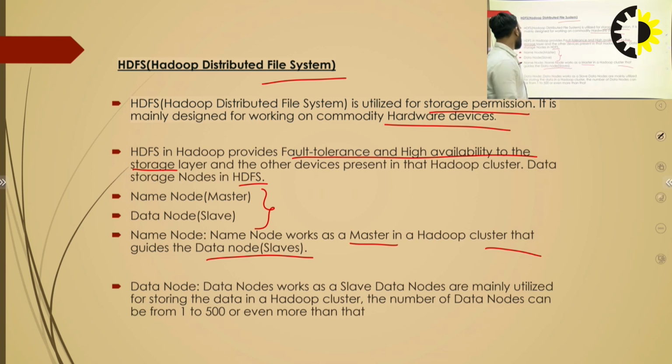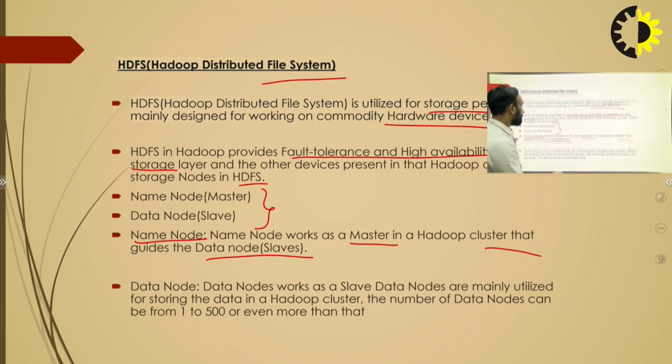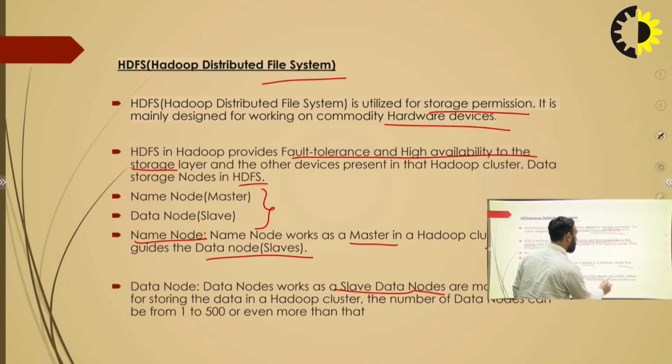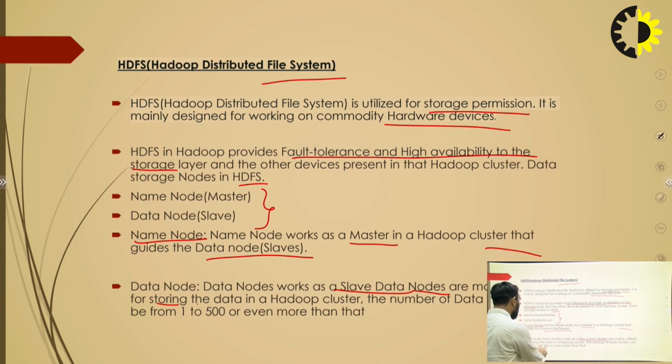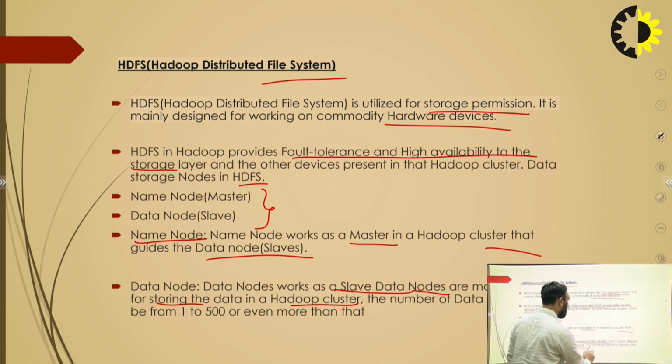All control is done by the name node, and the relevant data repository is maintained at a data node. Data nodes work as slaves and are mainly utilized for storing the data in a Hadoop cluster. The number of data nodes can be from 1 to 500 or even more.